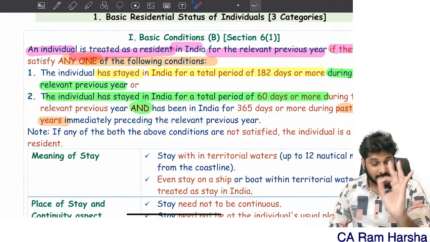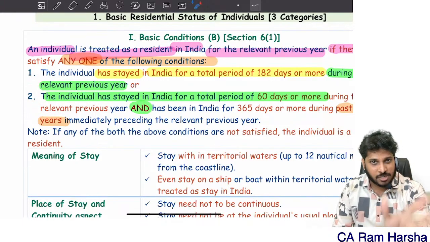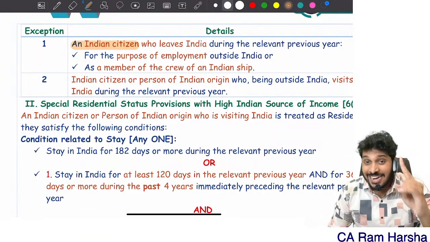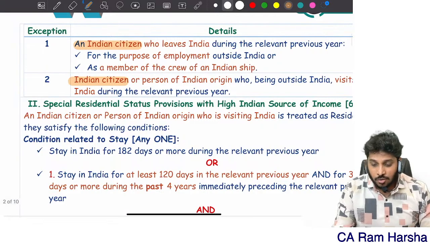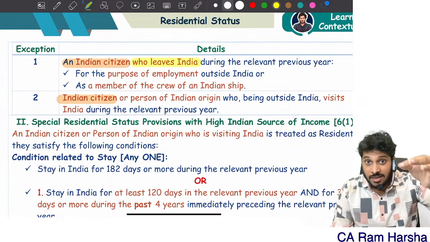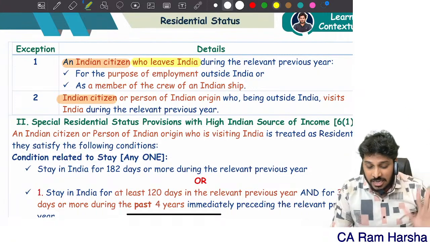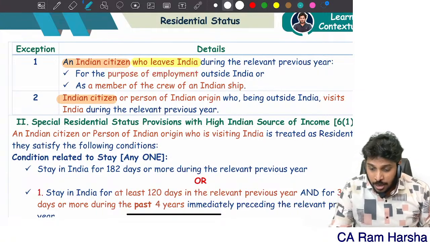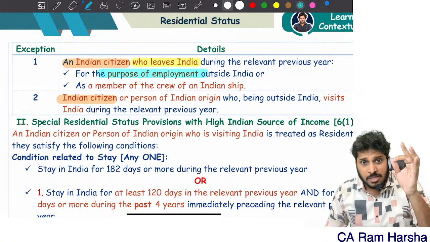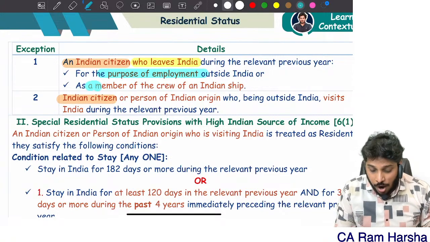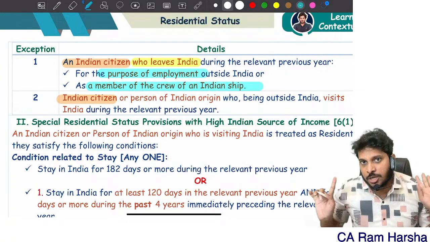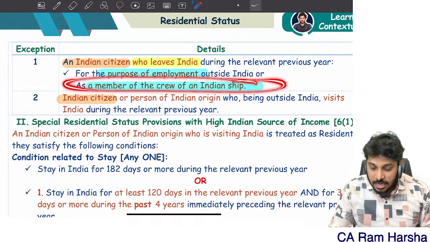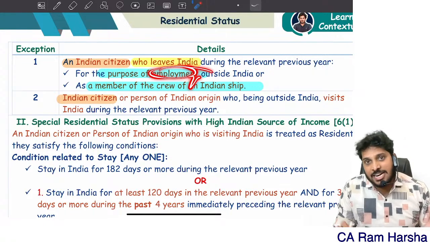However, one exception is there for the second criteria. 3 exceptions are there. However, Indian citizens. Look at the word Indian citizen. What is it? Indian citizens who are leaving India. Purpose is what? For the purpose of employment. Indian citizens who are leaving India for the purpose of employment or as a crew member of an Indian ship. One, leaving India for employment, or leaving as a crew member of an Indian ship. Both are employment related only, nothing but.